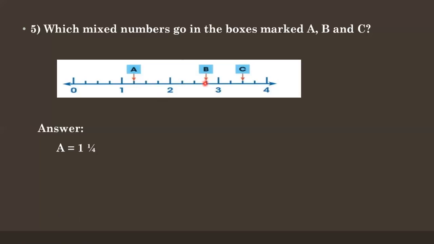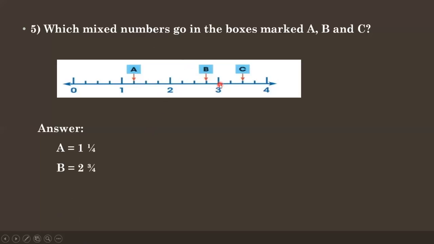Now the B part is over here. So we have to mix up and say, 2 and the part is over here. So where it is here, 2 and 1 by 4. Here it is 2 and 1 by 2. So here it is 2 and 3 by 4. So B is 2 and 3 by 4.